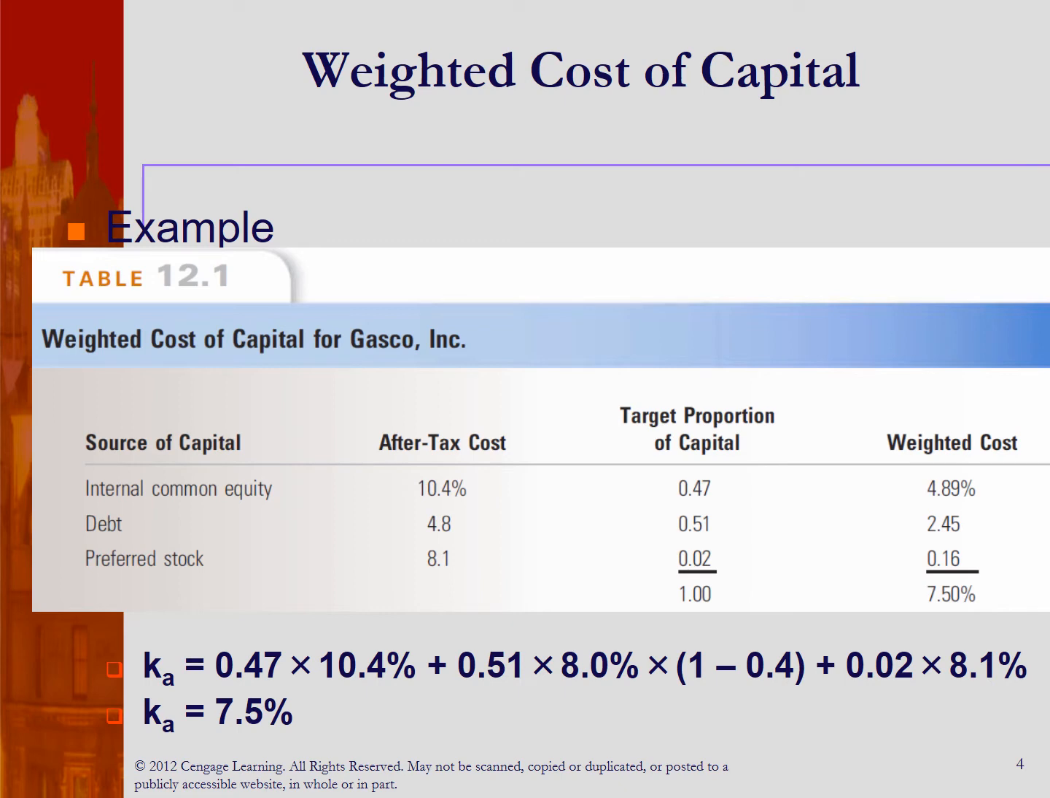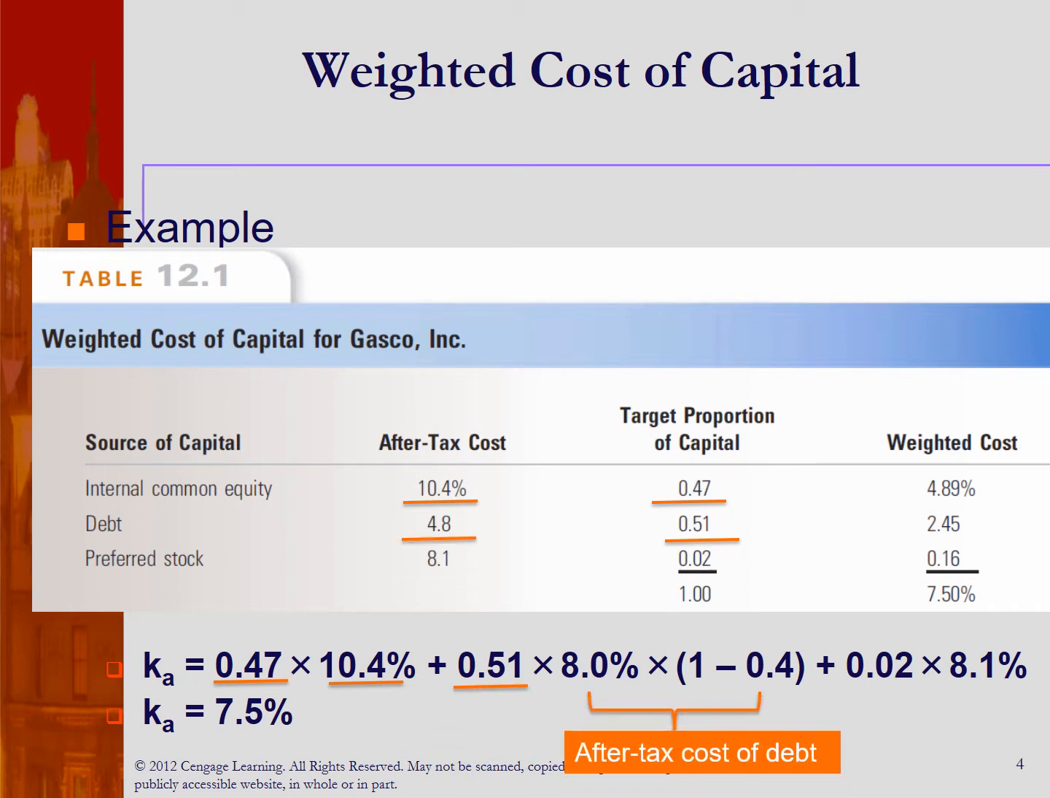This slide illustrates the calculation of a firm's weighted cost of capital given information. The weighted cost of capital is calculated by equity fraction of capital structure times cost of equity, plus debt fraction of capital structure times after-tax cost of debt, equal to pre-tax cost of debt times 1 minus tax rate, plus preferred fraction of capital structure times cost of preferred stock. After calculation, the weighted cost of capital for this firm is 7.5%.